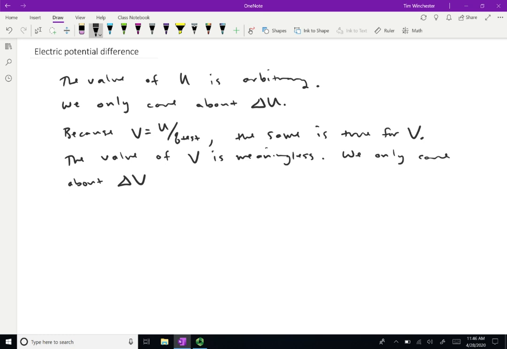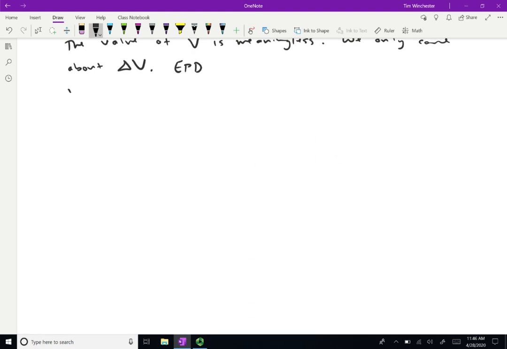That difference, the change in electric potential from one spot to another, is called the electric potential difference. You might even want to use EPD as a shorthand for that, although delta V works just fine. When I say we only care about the potential difference, I mean that is the thing that is real. So delta V is a real quantity. It's something we can actually measure, and in order to do that, we use a device called a voltmeter. Makes sense, because it's measuring volts.